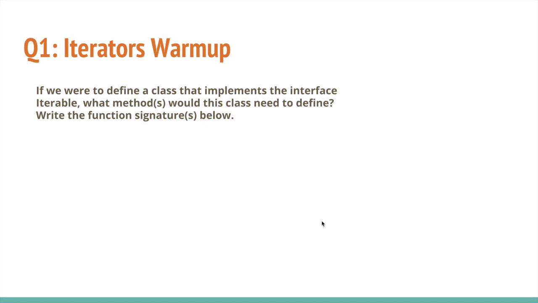The first part of our discussion will just be a quick overview on iterators. Any class that implements the interface iterable must define the iterator method that returns an iterator object. So this is what the function signature would look like.